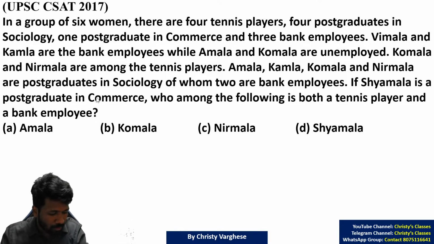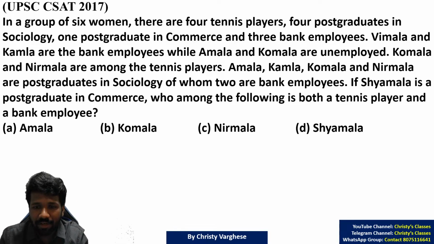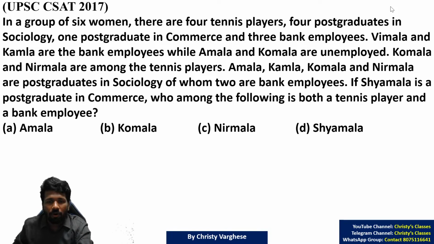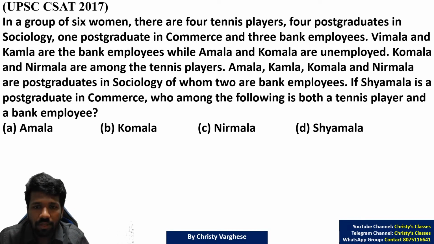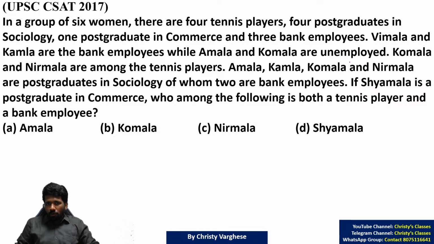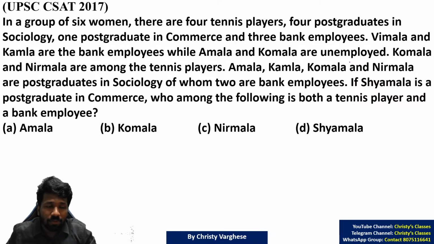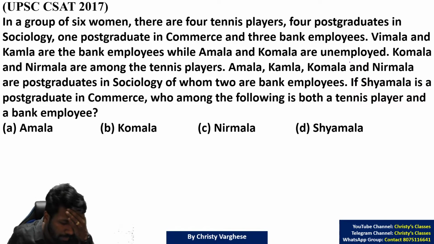Okay, so little tricky, but I will explain due to lack of time. I have to start explaining. So in a group of 6 women, there are 4 tennis players, 4 postgraduates in sociology, 1 postgraduate in commerce, and 3 bank employees.